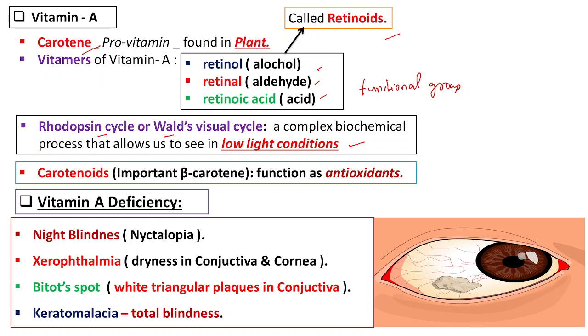Another important beta carotene of vitamin A is carotenoids. Its use is as an antioxidant, right? So why is an antioxidant required? Here we call it antioxidant. Yes. So why is an antioxidant important? What is its role?